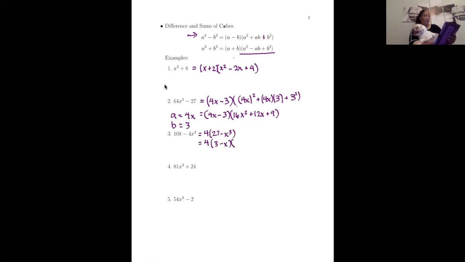Now I have a 3 squared, which is 9, plus 3x, plus x squared. All right, and that is it on that one. Number 4, let's see. Both of them are divisible by 3.